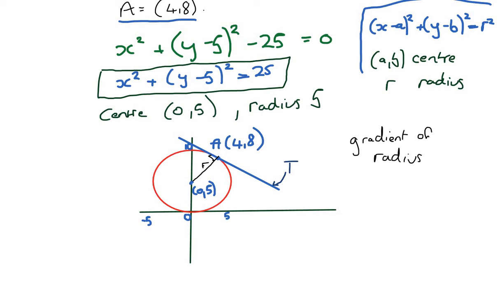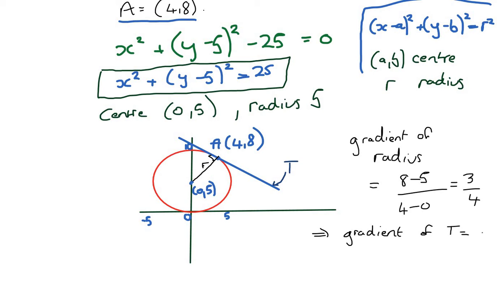So the gradient of the radius, well, that's just the difference in y's divided by the difference in x's. So this is 8 minus 5 divided by 4 minus 0. So this is 3/4. So this implies the gradient of the tangent, the one we're looking for, the gradient of T, equals minus 4/3. And if you're unsure of why that's true, then check out one of my most recent videos. It's called Why Do Perpendicular Gradients Multiply to -1? So we're almost there. Now we've just got to use the formula y minus y1 equals m(x minus x1).